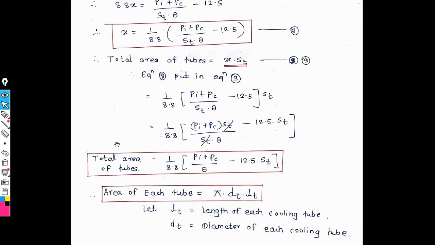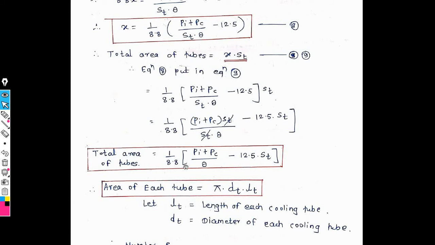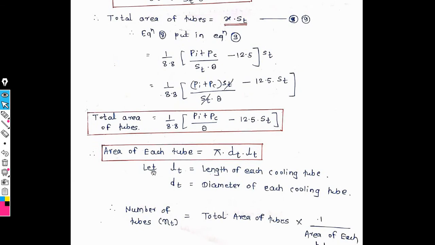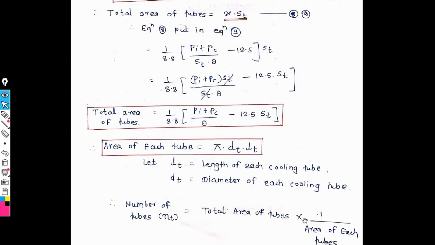Total area of tubes is equal to 1 upon 8.8 into bracket Pi plus Pc upon theta minus 12.5 into ST. Then the area of each tube is also very important, and the area of each tube is pi into dl. Here d means diameter of each cooling tube and l means length of each cooling tube. Then we also have to calculate the number of tubes, that is Nt. Nt is equal to total area of tubes into 1 upon area of each tube.